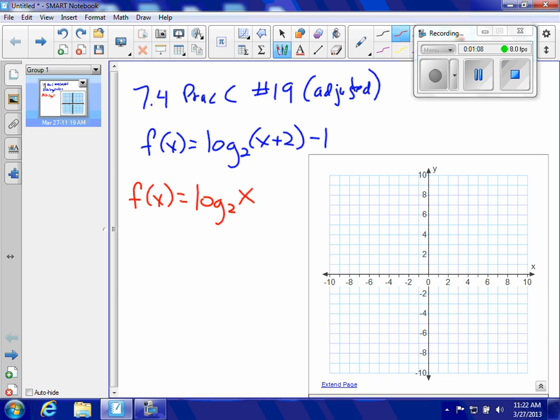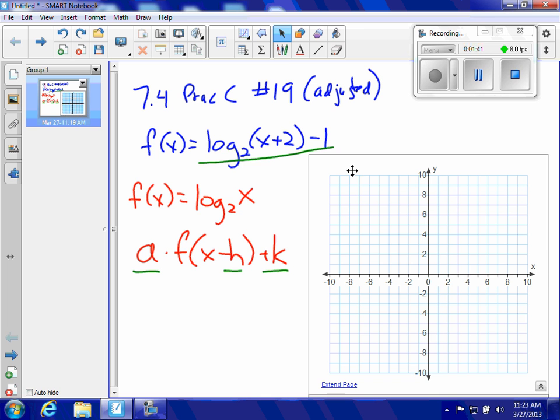So, when we're talking about parent functions, just so we can try and be a little bit more clear, when we talk about transformations, we talk about it in terms of a times f of x minus h plus k. And the a is our vertical stretch or compress, the h is our horizontal shift, and the k is our vertical shift. Well, what we want to do when we talk about a parent function is look at what this function is without any a's, h's, or k's. Well, I don't have an a, I do have an h, I do have a k, and I want to talk about what it's like without all of those. That's why I got log 2x.